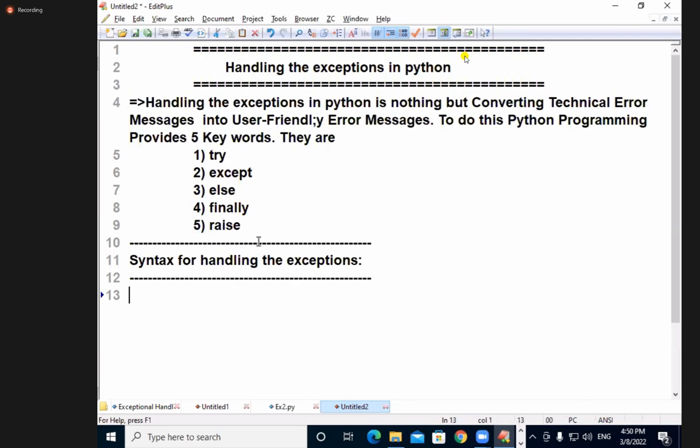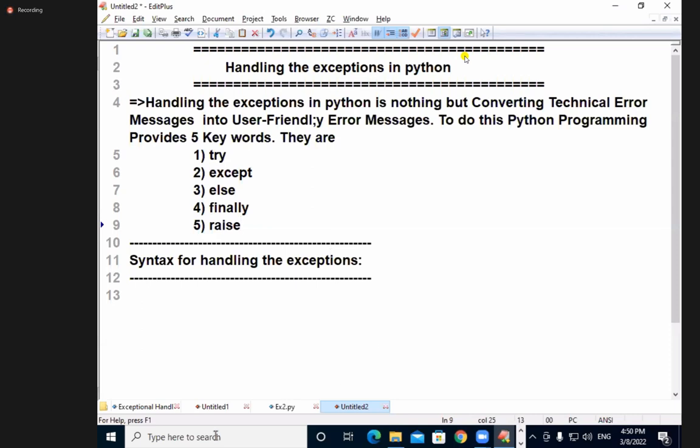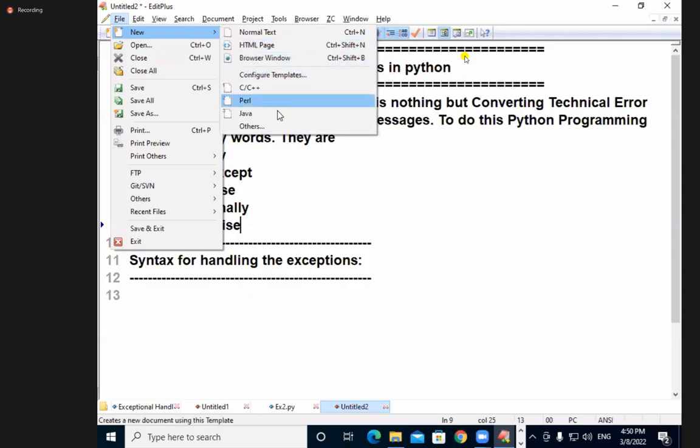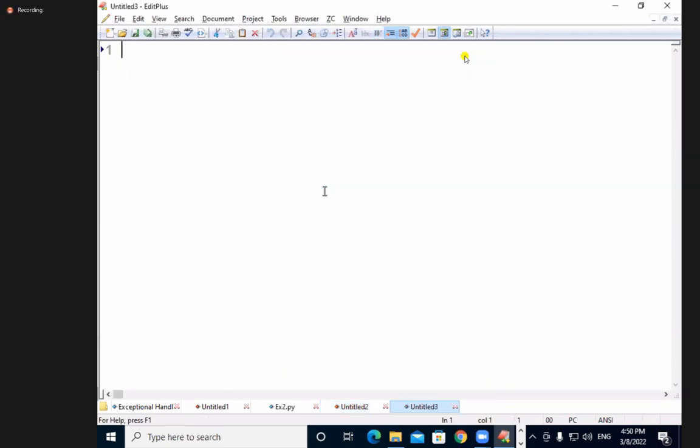Shall we go, students? Is it understandable up to here? Is it clear? Now, let us move further. Before writing the syntax, I will go for one example. What is my example? Look at students, a small example I will write.